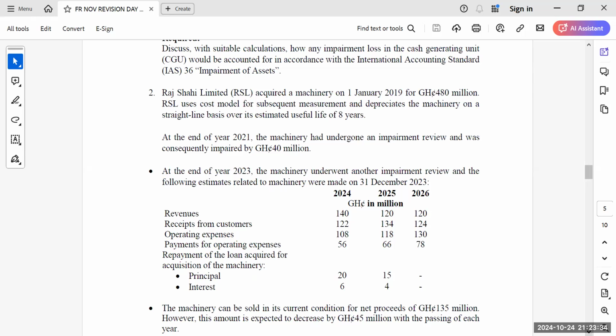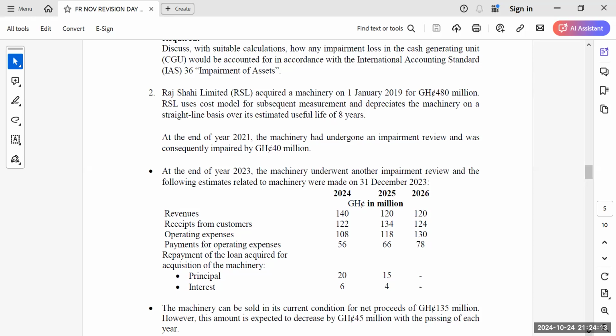Rajshahi Limited, RSL, acquired a machinery on 1st January 2019 for 480 million. RSL uses the cost model for subsequent measurement and depreciates the machinery on a straight-line basis over its estimated useful life of 8 years. At the end of year 2021, the machinery had undergone an impairment review and was consequently impaired by 40 million. At the end of year 2023, the machinery underwent another impairment review, and the following estimates related to the machinery were made on 31st December 2023.